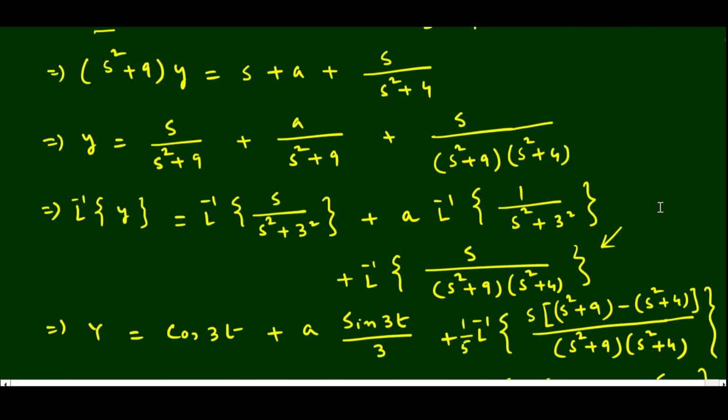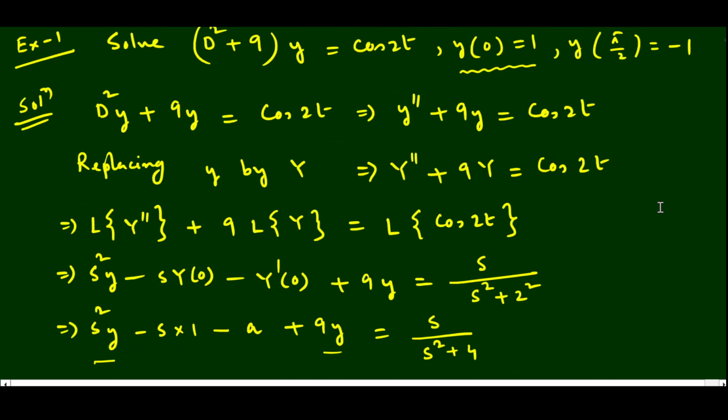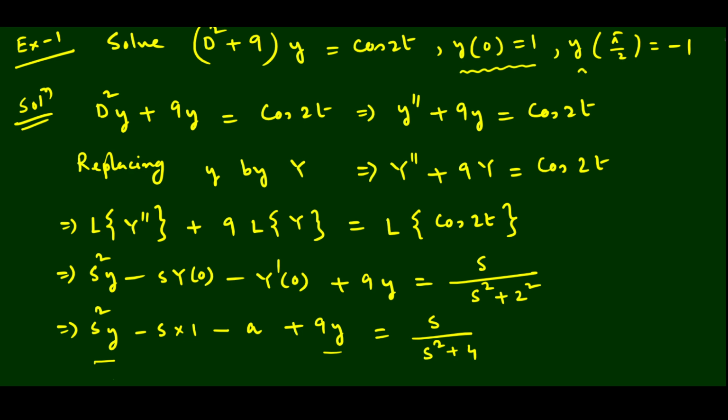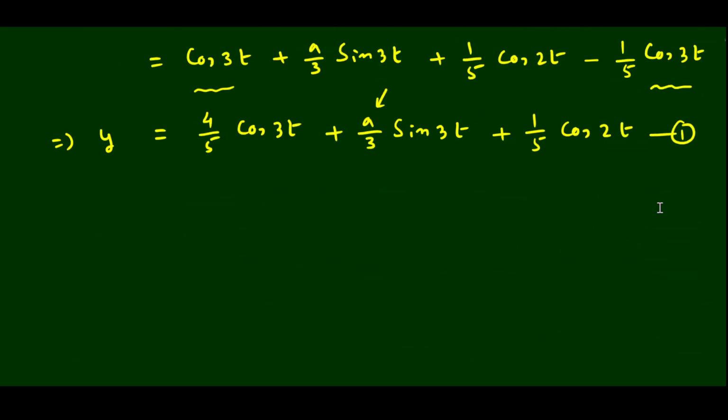I think you still remember that in the question there is one condition left out which we didn't use. y of pi by 2 equals minus 1. So what does it mean? When t equals pi by 2, the value of y is minus 1. So let us use this condition now to find the value of a. Let's write y equals minus 1 when t equals pi by 2. So equation 1 implies, left hand side will be minus 1, right hand side is 4 by 5, then in place of t you have to put pi by 2.